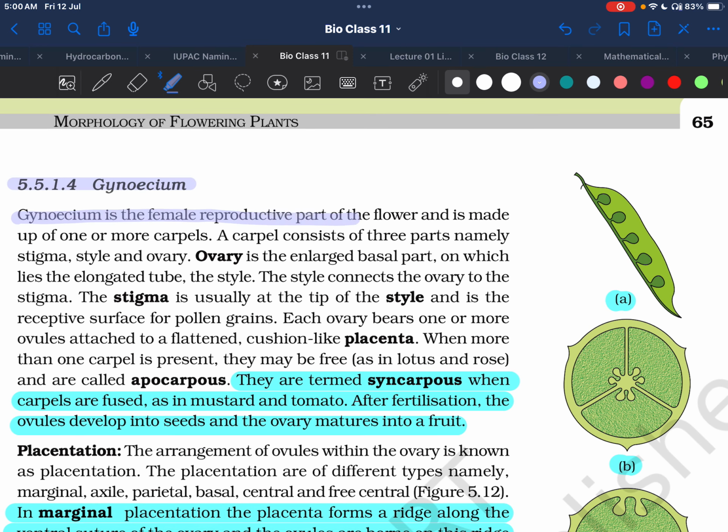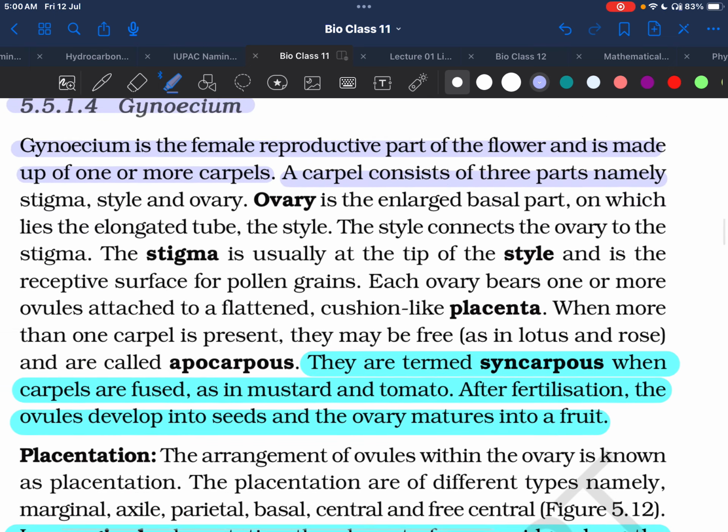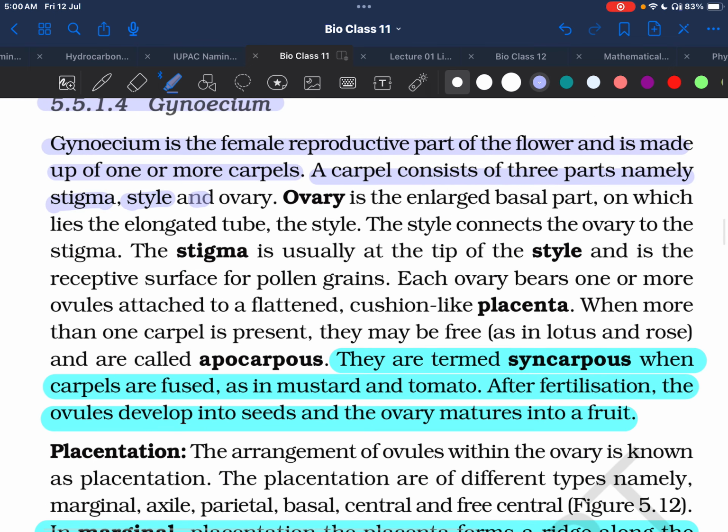Gynoecium is the female reproductive part of the flower and is made up of one or more carpels. A carpel consists of three parts, namely stigma, style, and ovary. Ovary is the enlarged basal part on which lies the elongated tube, the style. The style connects the ovary to the stigma. The stigma is usually at the tip of the style and is the receptive surface for pollen grains.